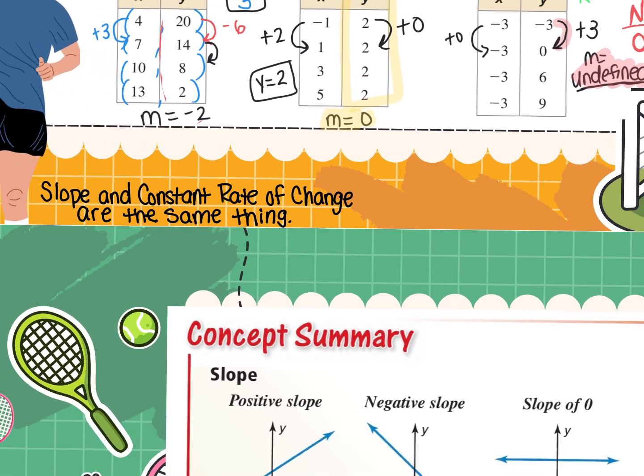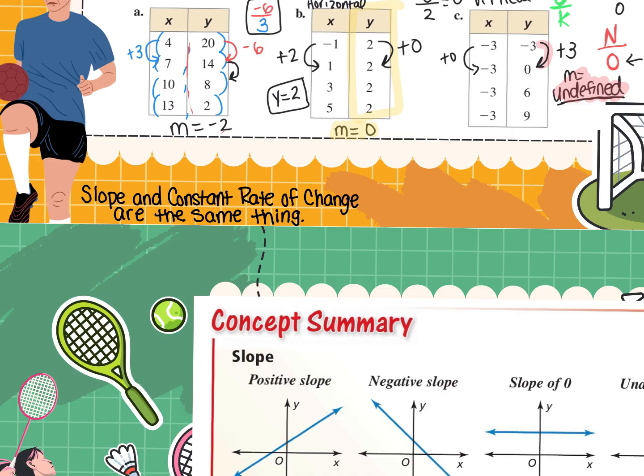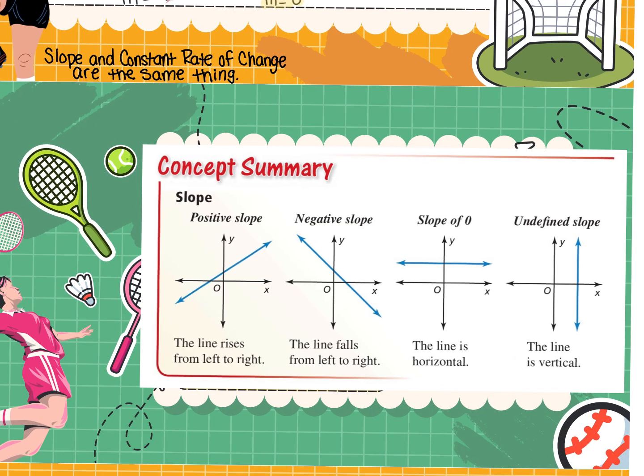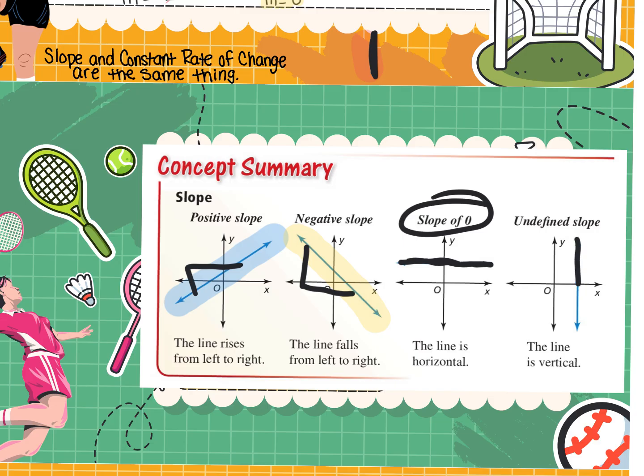Now, I put a little note here that said slope and constant rate of change mean the same thing. This is a little summary right here that shows you lines that have positive slope are going to go like this. Do you see how this line is going up and over to the right? Whereas this one has a negative slope. If you start at the beginning, isn't it going down and to the right? Then this one we said was a horizontal line, which has a slope of 0. And this one is a vertical line, which has a slope of what we call undefined.